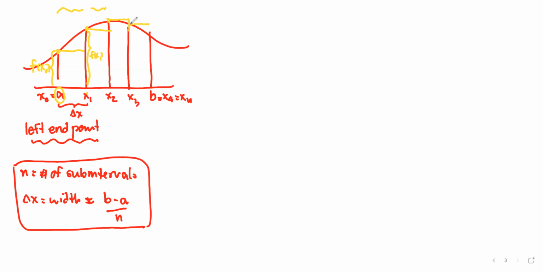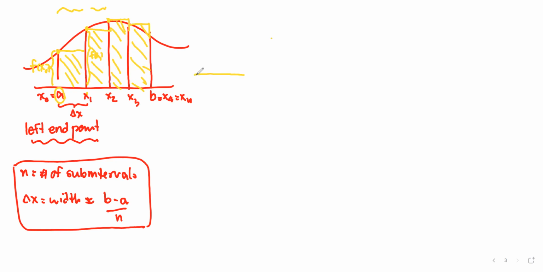And the last one, for all of them, you are going to use the left x to evaluate the function value for the height of the bar. So for the left endpoint approximation, you do not have to compute the midpoint or the average x value. You just take the left end of the interval, compute the function value.